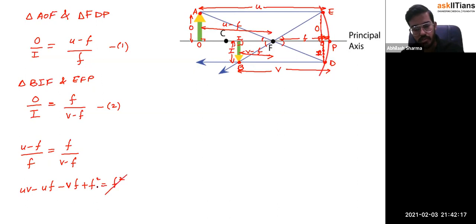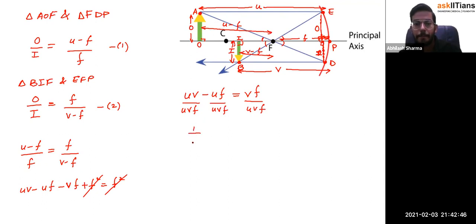F square gets cancelled. And then you can send the terms on the other side. And now what I'll do is I will divide by UV into F, and see what we are getting. So I'm getting 1 by f minus 1 by v equals 1 by u.